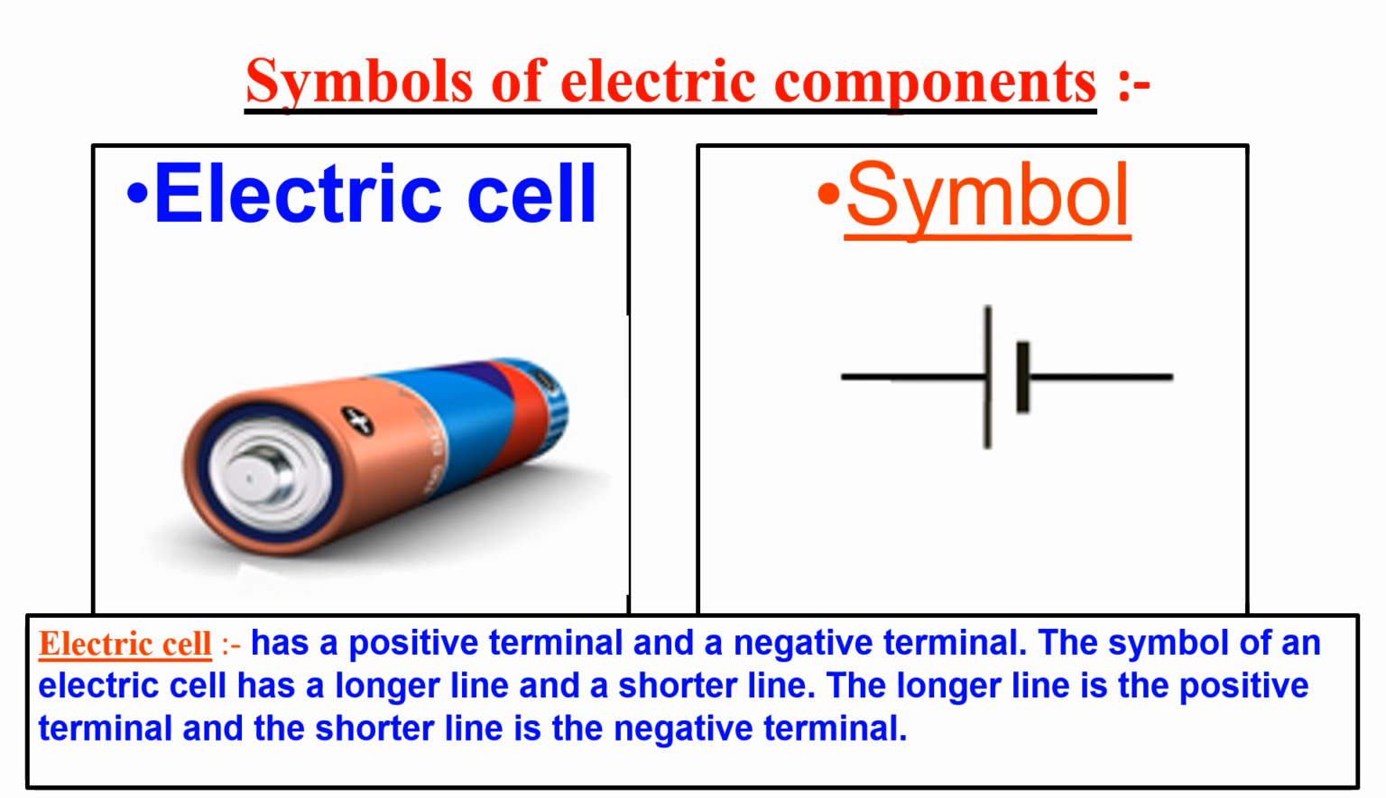As you see on the screen, the electric cell is very familiar to you. An electric cell has a positive terminal and a negative terminal. The symbol of an electric cell has a longer line and a shorter line. The longer line is the positive terminal and the shorter line is the negative terminal. This is the negative terminal and that is the positive terminal.